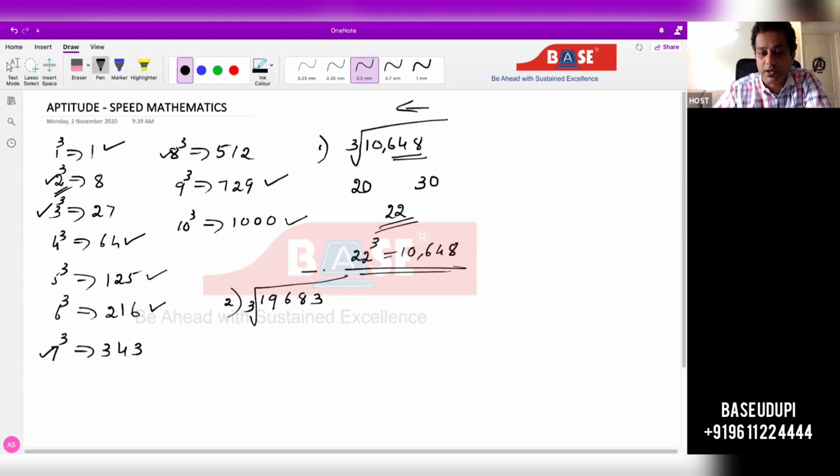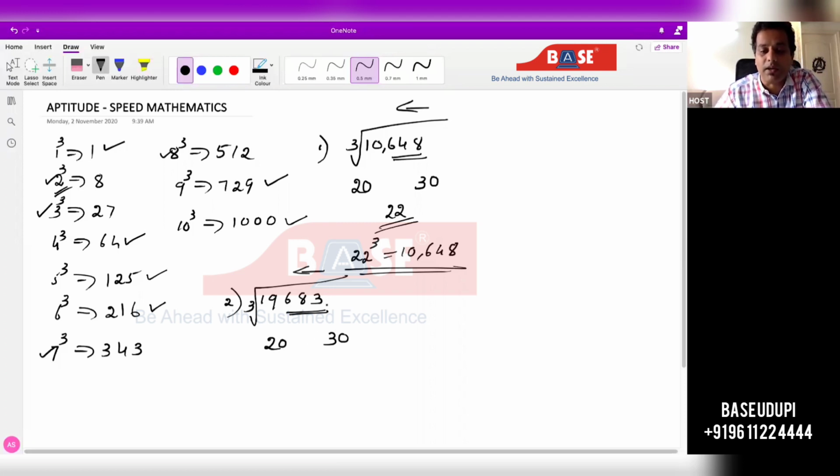First step is right to left, the last 3 digits we need to skip. So I'm not considering 683. What is left is 19. 19 is between, again, the same 8 and 27. So again the answer is between 20 and 30. Between 2 and 3 there is a 0 every time, so 20 and 30. So the answer is either 21, 22, 23 till 29.